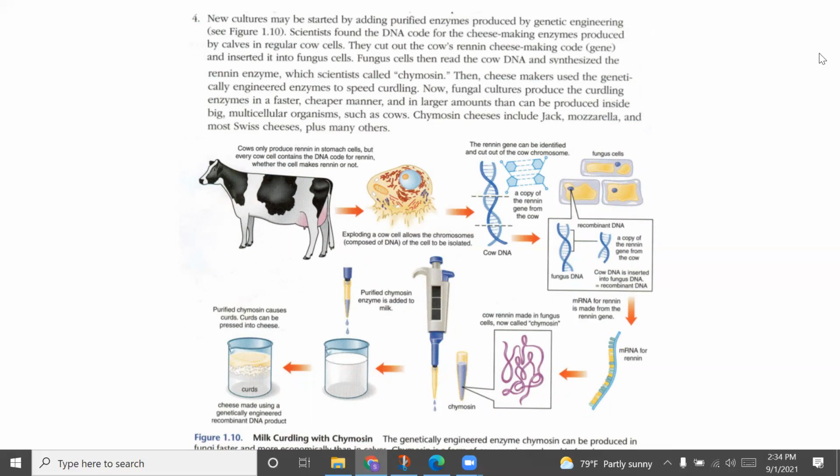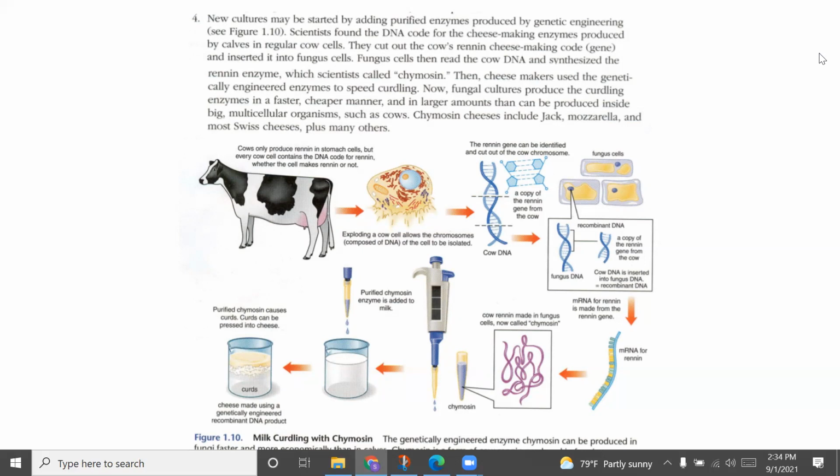From the cow's stomach, we get the cell, and from the cell, we get the gene. So the renin gene can be identified and cut out of the cow chromosome. So this is like biotech, fancy technology, right? We splice out the gene, then we put it into a fungus cell. And the fungus cell can then make a bunch of that chymosin for us.